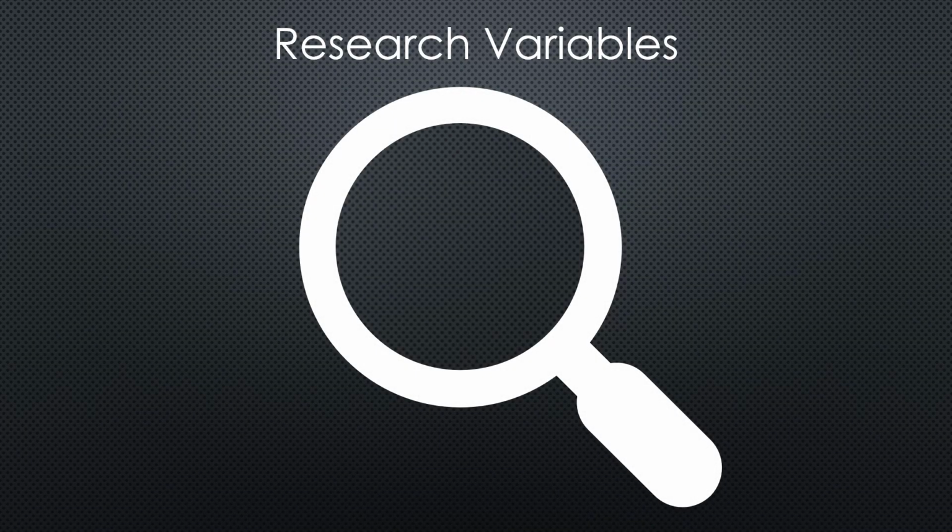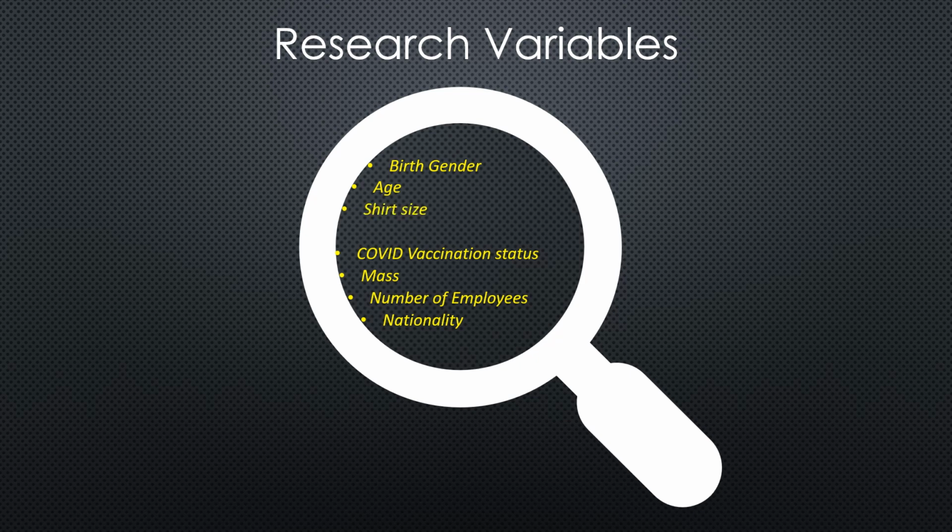Variables in research refer to the recorded information or characteristics under investigation by a researcher. These characteristics can encompass a wide range of data, such as age, mass, COVID vaccination status, birth gender, nationality, the number of employees in a company, a person's shirt size (small, medium, large, etc.), and temperature. It is important to clearly know what kind of variable is being investigated, because that will determine how the data can be treated and what inferences can be made from the data.